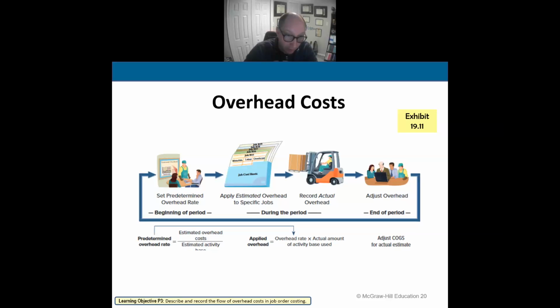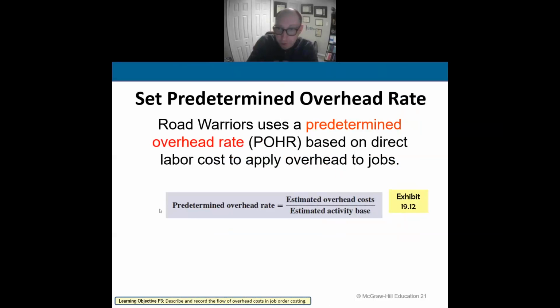So that's how we find the predetermined overhead rate. So first we set the predetermined overhead rate, then we apply that to each specific job, 160%. We record the actual overhead used, and then we adjust if it's over or under applied. And we do that during each part of the time period, yeah? Beginning of the time period, during, and then at the end. And this goes back, Kia, to what you were referring to earlier with your question.